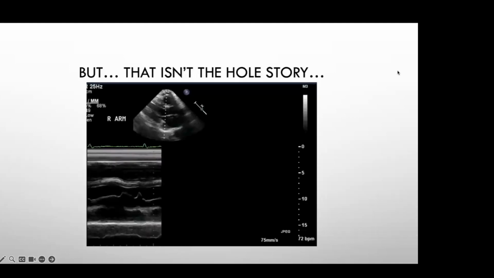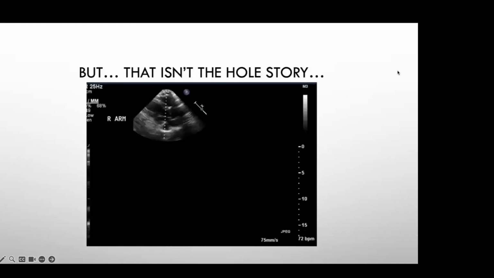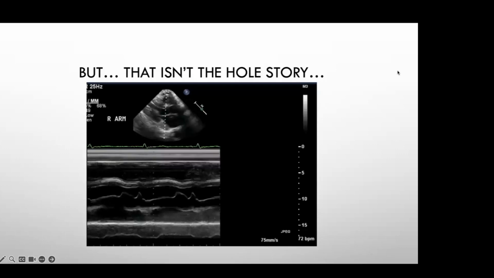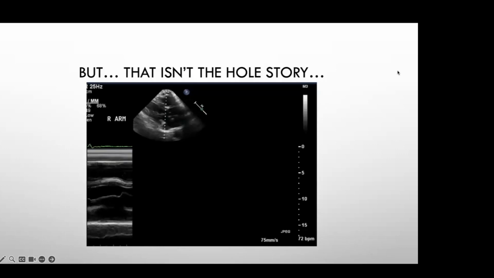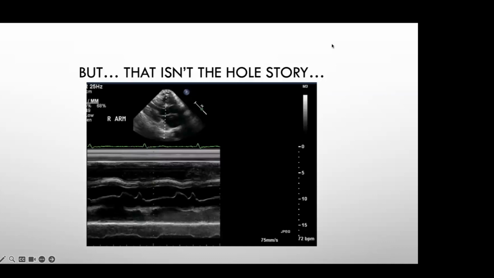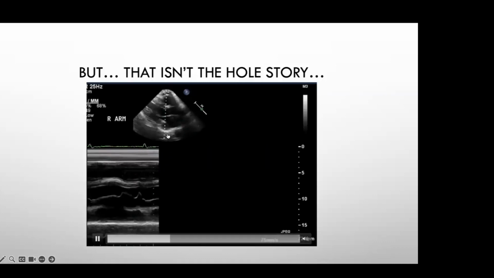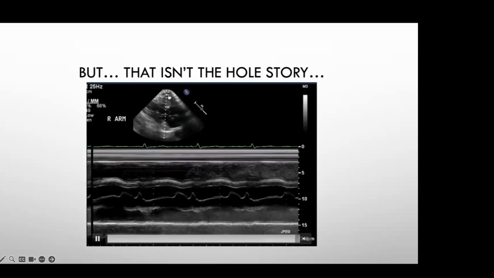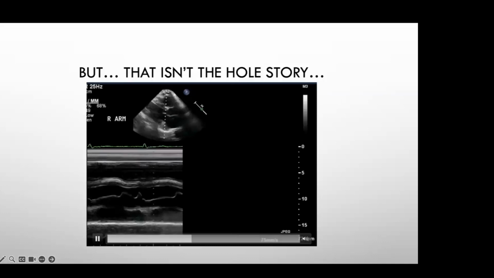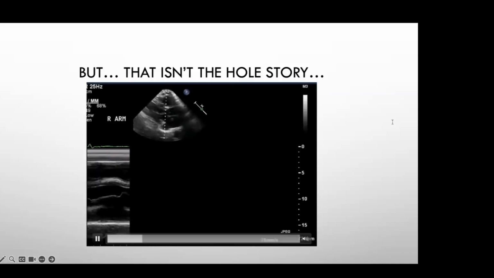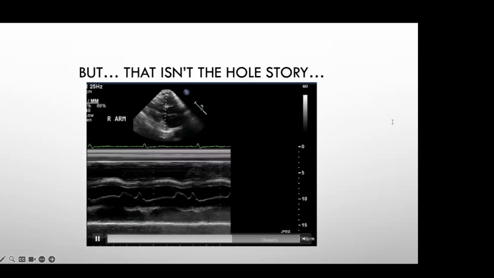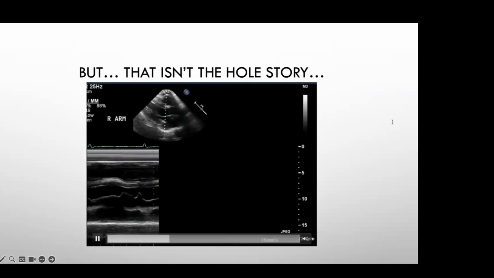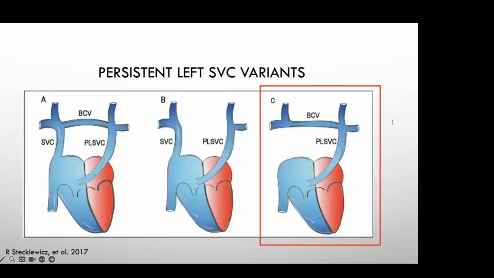There's one more part to this story. Here they actually injected the right arm, and interestingly, you see the same filling pattern. Again, you see opacification of the coronary sinus before the right chambers, which is not the typical thing that you would expect if they just have a persistent left-sided SVC.